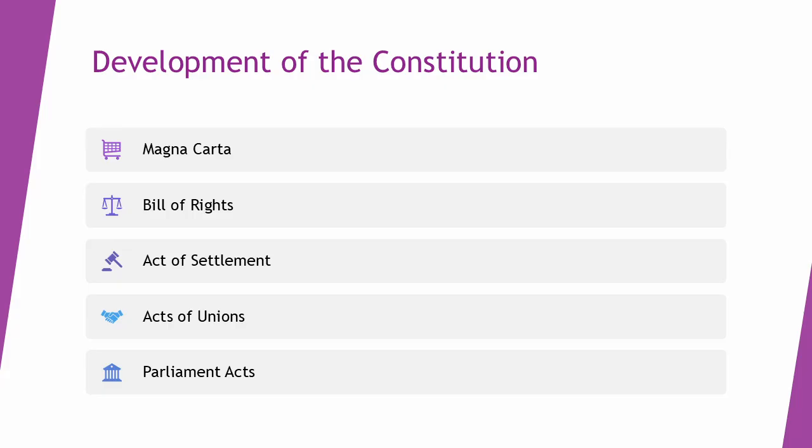The Parliament Act of 1911 reduced the power of the House of Lords by limiting its ability to block money bills and restricting its delaying powers on legislation. The Parliament Act of 1949 further reduced the House of Lords' power by shortening the time it could delay legislation from 2 years to 1.